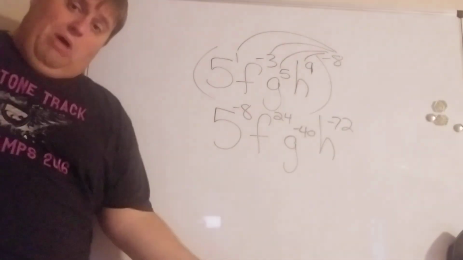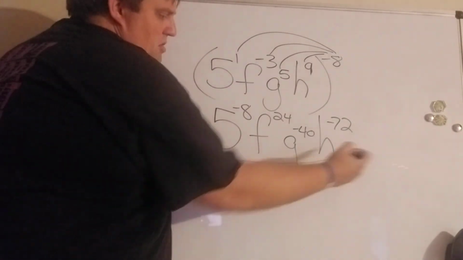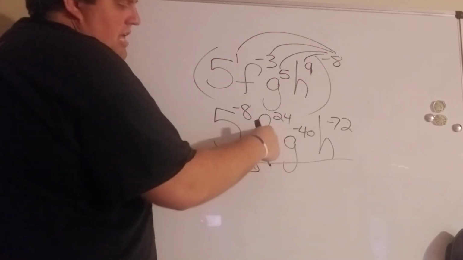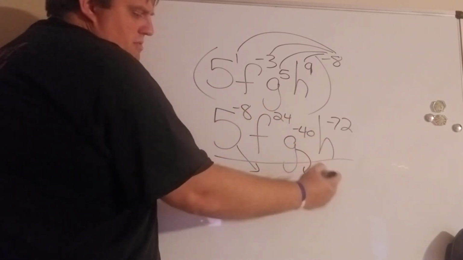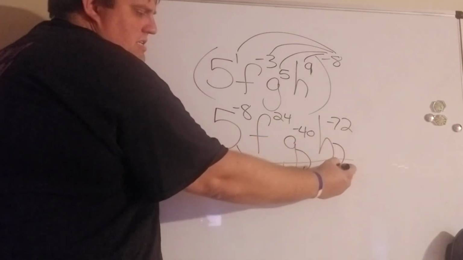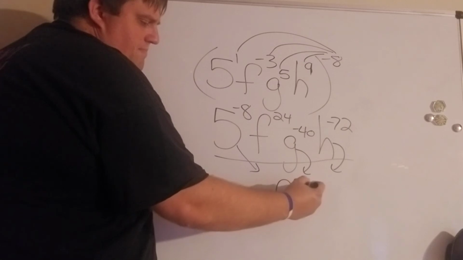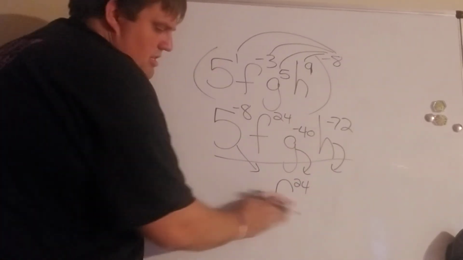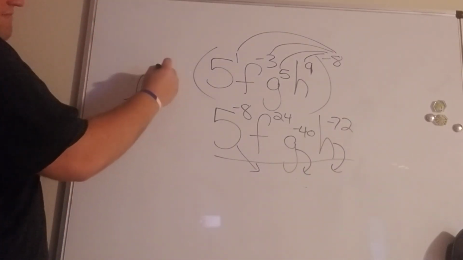Then I check, do I have negative exponents? Yes, I do, right? So I need to move some stuff. 5 is a negative exponent, it's got to go. F's fine where it's at because it's positive. G has a negative exponent, we're going to move it. H has a negative exponent, we're going to move it. So F is the only thing left on top. Let me scoot it over here so you can see. F is the only thing left on top.